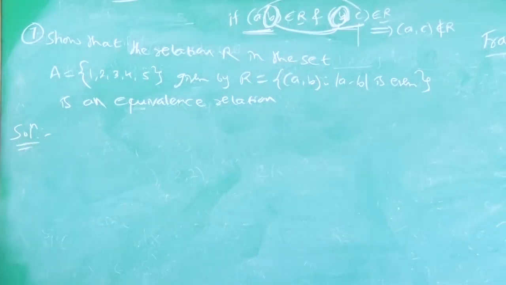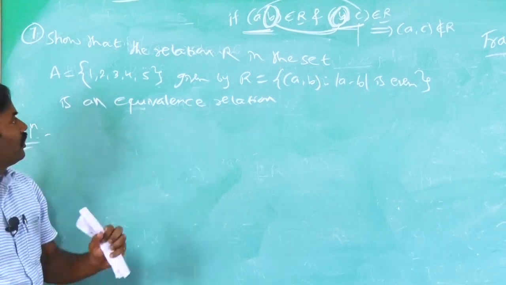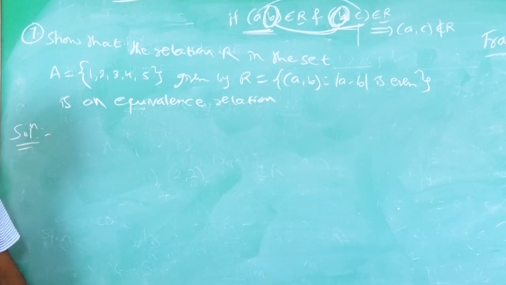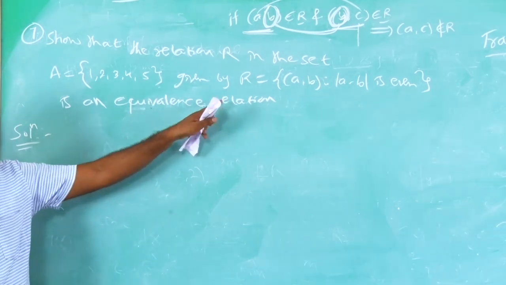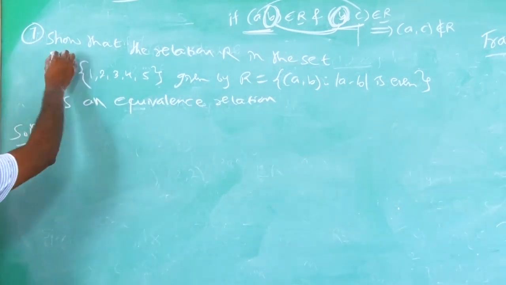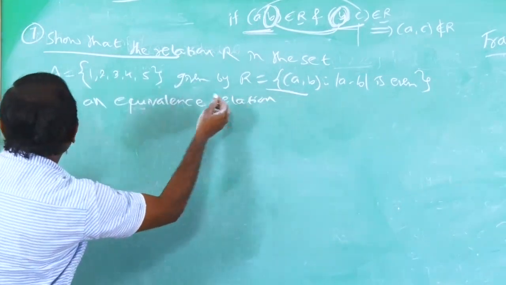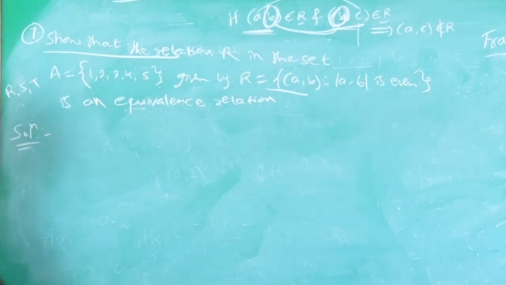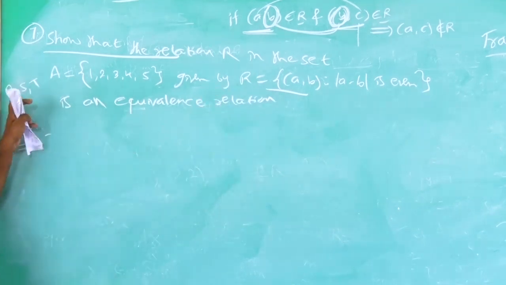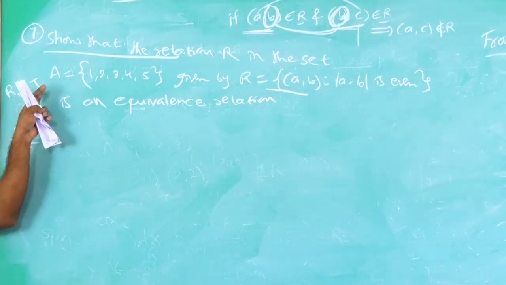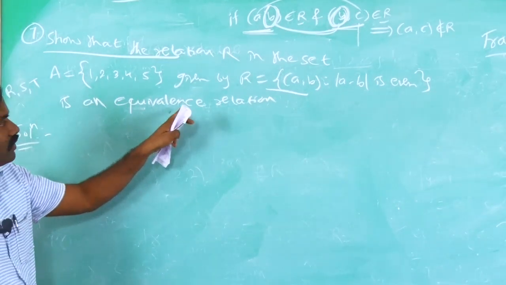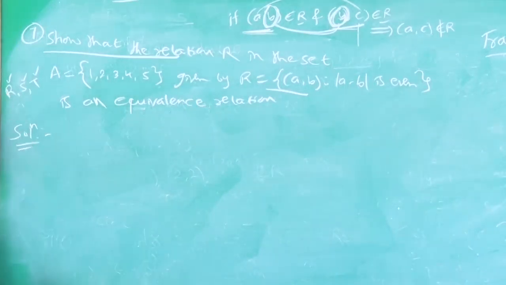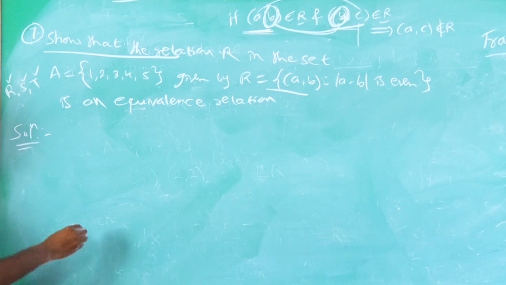We know the definition of an equivalence relation: if a relation is reflexive, symmetric and transitive, then only that relation is an equivalence relation. This means in this example we show that this relation satisfies reflexive, symmetric and transitive. If this relation does not satisfy any one of them, then that relation is not an equivalence relation. So prove that this relation satisfies reflexive, symmetric and transitive. Now take them one by one.